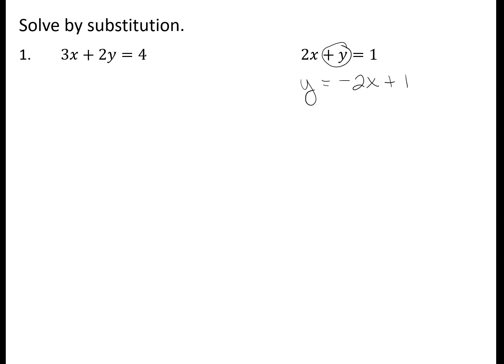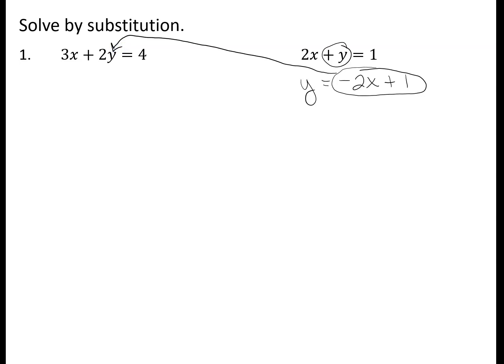Okay, so we've completed step 1. Step 2 is substitute the expression found in step 1 into the other equation. So you're going to take this negative 2x plus 1, whatever your variable equals, and you're going to substitute it into your other equation. For y, because we're saying y is equal to negative 2x plus 1, then we can replace y with this expression.